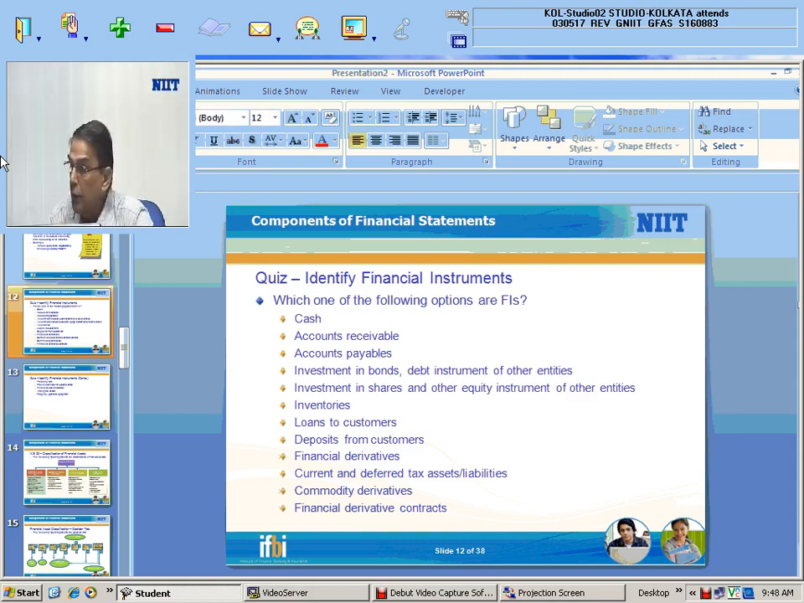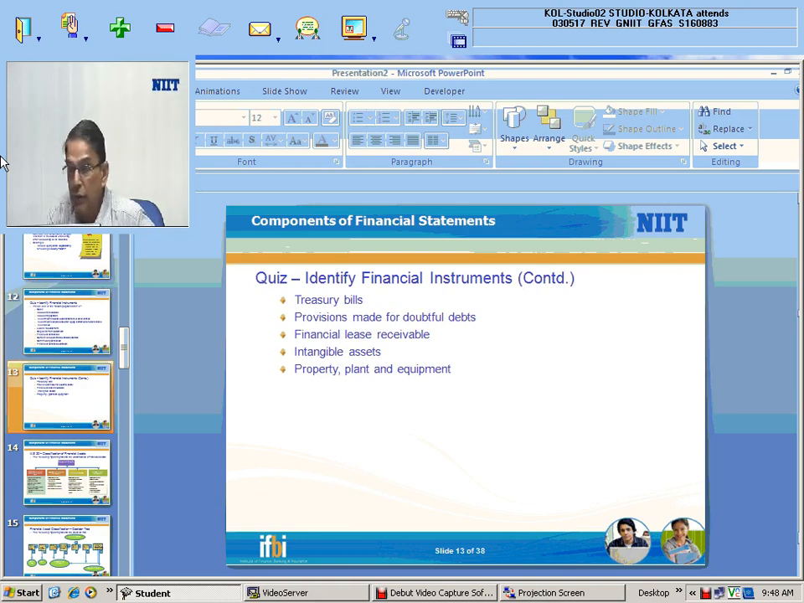Commodity derivatives. Like financial derivatives, commodity derivatives are also financial instruments. Again, whether it's a financial asset or financial liability will depend on whether the entity has purchased the derivatives or sold the derivatives. Financial derivative contracts, again, these are financial instruments. Treasury bills are financial instruments. Companies and entities invest in treasury bills. Yes, these are financial instruments. These are financial assets.